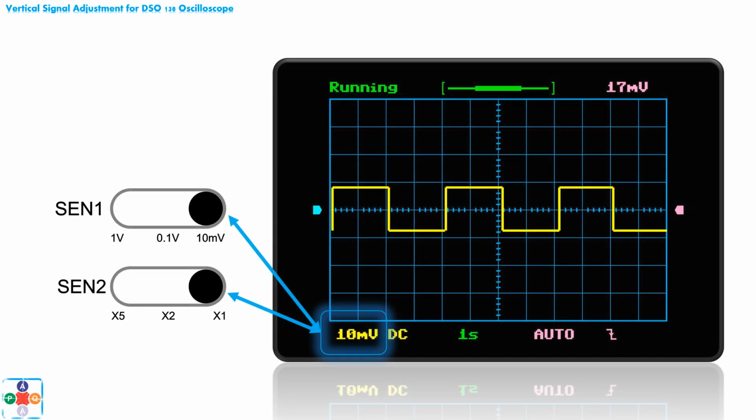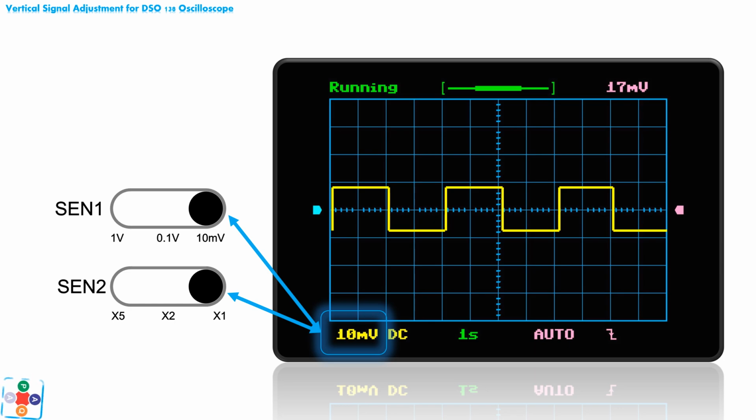Let's test what we have learned so far. Let's presume that we have a 17 mV input signal, and we want to use the entire grid to display our signal. Let's see how we can calculate the values and positions of the SEN1 and SEN2 switches in order to utilize our entire display to show our signal. In total, we have 8 squares available for our vertical display. The first step is to divide 17 mV by 8. This gives us 2.125 mV per square to work with.